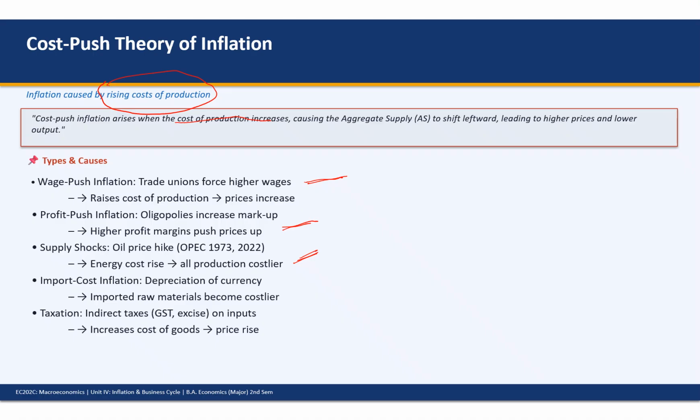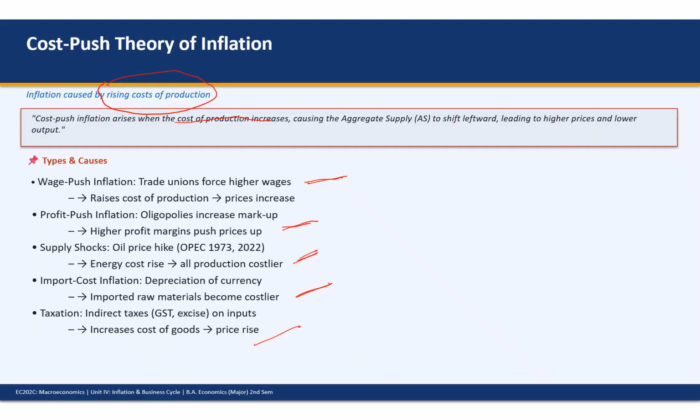Fourth is import cost inflation, where depreciation of currency makes imported raw material more expensive. India is going through an import cost inflation because India's currency is depreciating compared to USD. So it makes imported raw materials costlier and costlier, which reflects in higher prices of goods and services that we consume in the domestic region. Now, taxation can also raise cost when indirect taxes on inputs increase the final price of the goods.